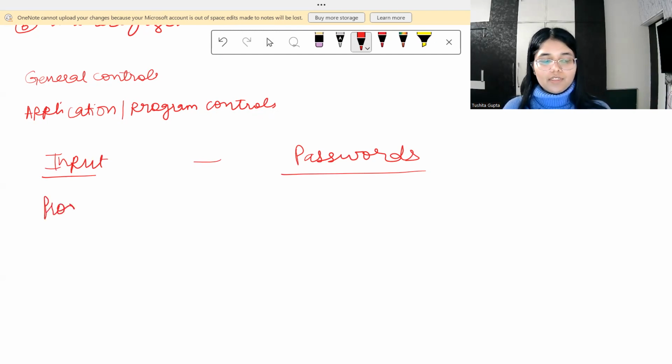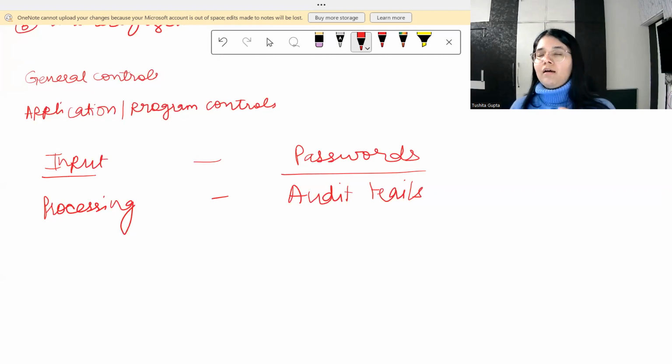Then we talk about the processing. For the processing, you can also have audit trails. Audit trails basically mean that, let's suppose, an employee of the organization has accessed their payroll records. There will be a trail, so if I want to check who accessed the record at what time, it is these processing controls that I will use. I will use audit trails to find out who was the person who accessed and who made changes, if any, to the system.